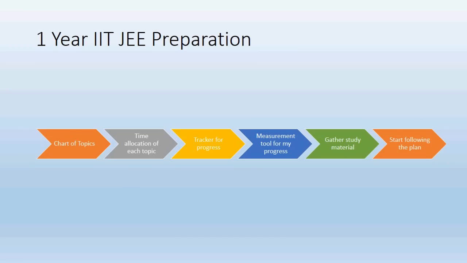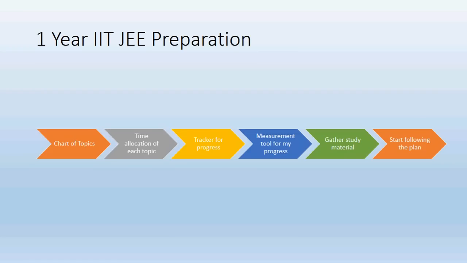So first step is chart of topics. Make a chart wherein you write down all the topics of physics, chemistry, and maths, so that you know exactly what the scope of preparation is, what topics you need to cover, and the time you need to cover those topics in. You need to have time allocation for each topic.